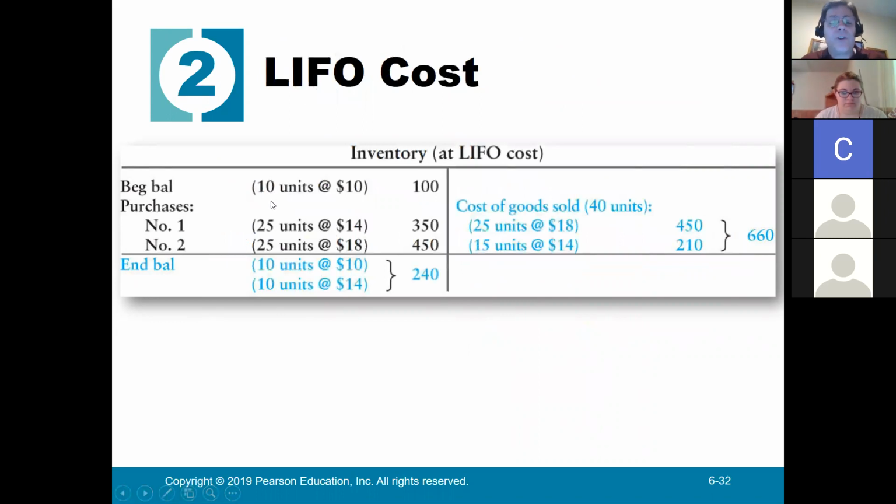Remember, the purchases are the same, the beginning balance is the same. We're going to sell which ones? The most recent ones, and then when we run out of those, we've sold all 25 of those, we'll go back to the ones right before that, 15 of those at $14. So 25 units at $18, 15 at $14.